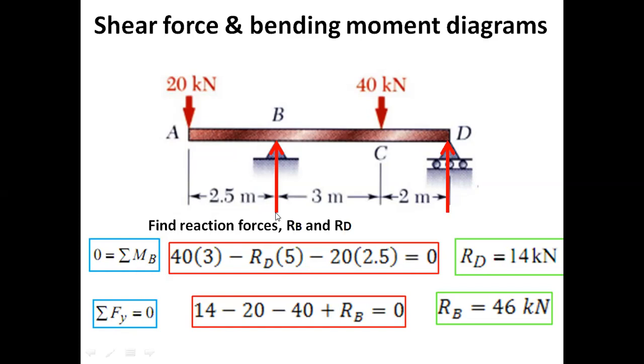And we are taking the upward forces positive. You could take the upward forces negative, it completely depends upon you while finding out the reaction. So 14 minus 20 minus 40 plus RB is equal to 0. The only unknown is RB. From there, RB is equal to plus 46 kilonewton. Plus sign means that the direction which I have taken is correct. Both of the reaction forces are in the assumed direction.